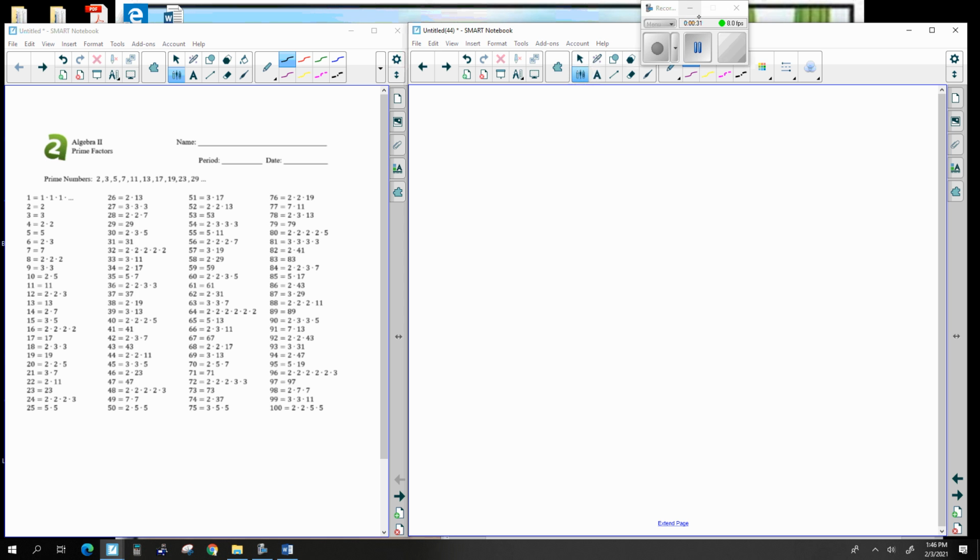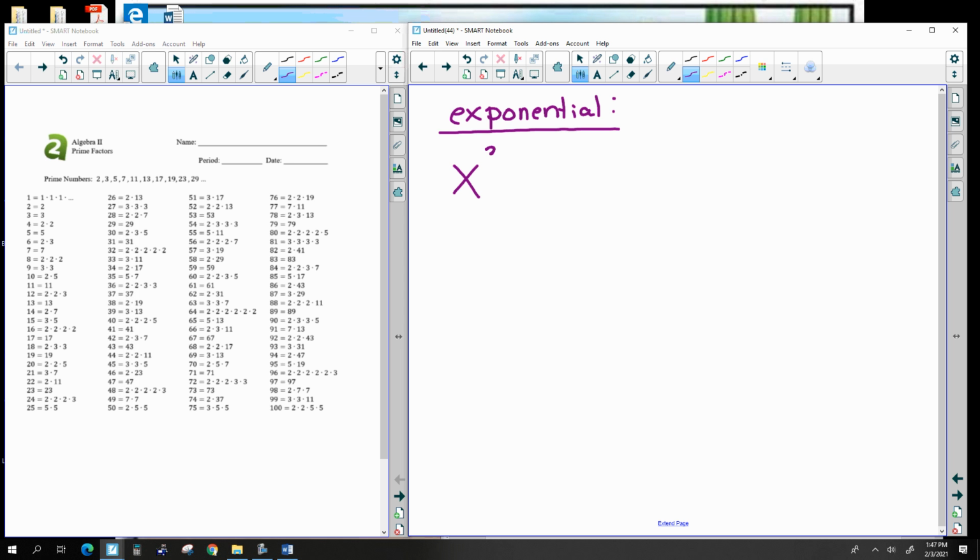First and foremost, if something wants something, quote unquote, in exponential notation, that means it has some sort of power to it. So like x to the 3, or x to the 1/4, or x to the -3, or x to the 2, or something like that. These are all exponents. So if they want something in exponential form, that's the way it should look.